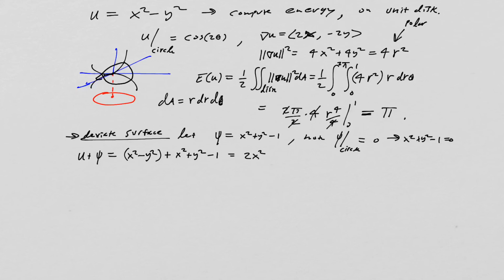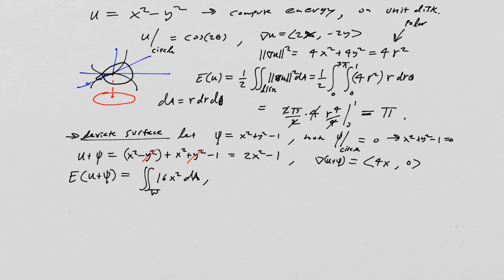In which case we're going to get 2x squared. And notice the y's will cancel. 2x squared minus 1. All right, so now what we're going to do is compute the energy of u plus psi here. Right, and that's going to be the double integral over the disk, we'll call it w here. And then now we have to take the gradient. So the gradient of u plus psi is going to be equal to (4x, 0). So when we take the magnitude of that, it's going to become 16x squared dA.